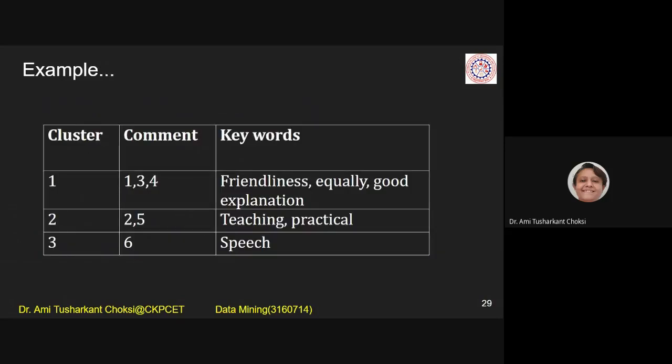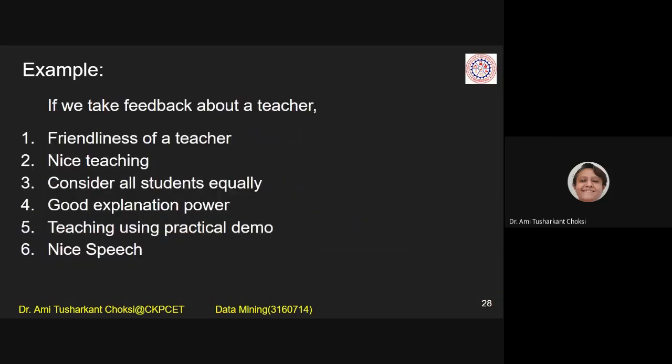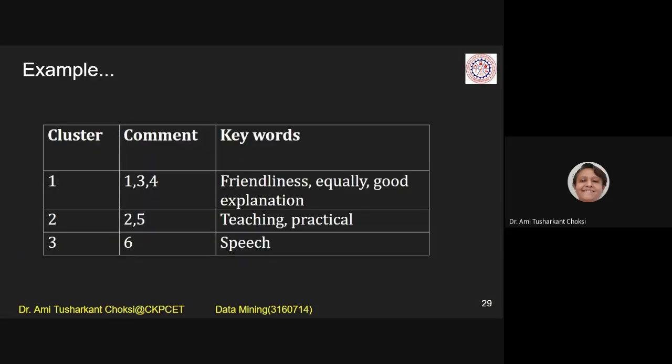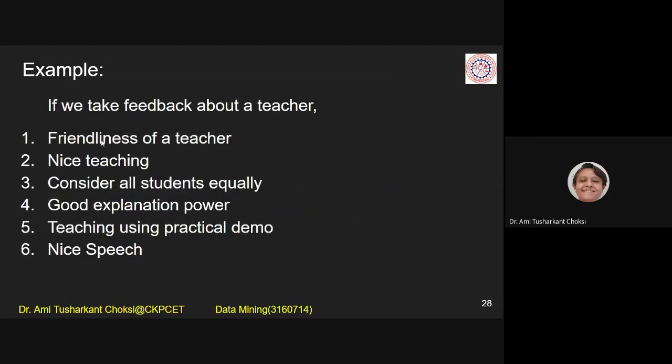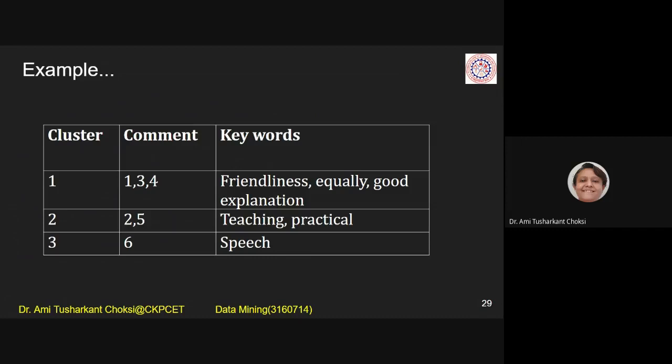Then friendliness is there, equal treatment is there, that is, we can say consider all students equally. Then good explanation power. So one student has given the input, that is 1, 3, and 4. We have considered the typical words: friendliness, equally, and good explanation. For the cluster, we consider the group of students who have given the comments 1, 3, and 4, and they will be identified with the help of keywords.